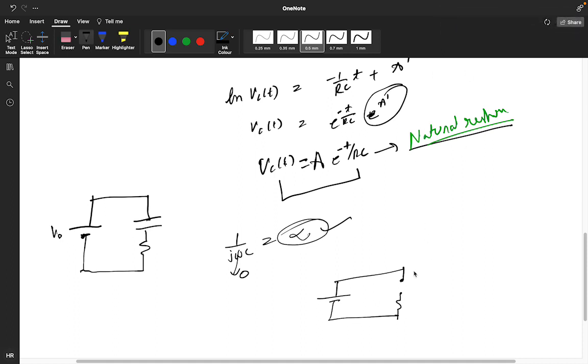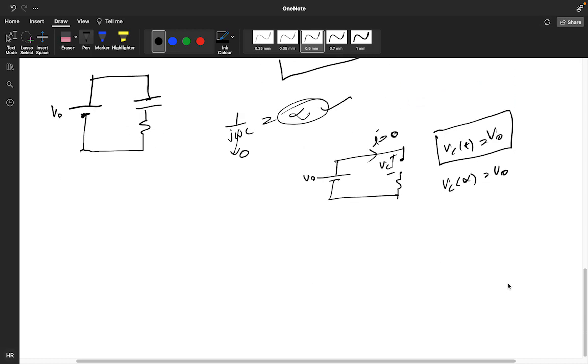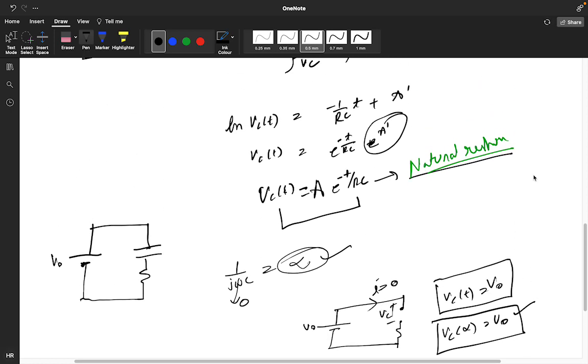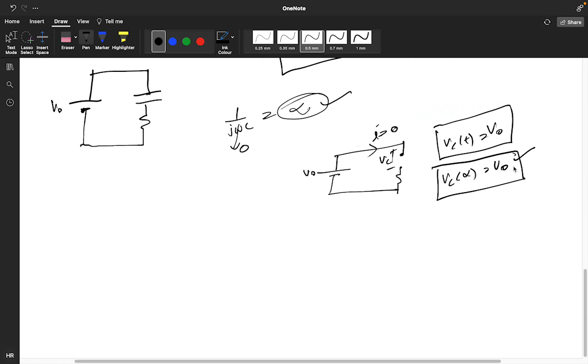So if it is open, the current I in steady state will be 0, so what will VC get? VC of T will be V0 only. That is, VC of infinity is equal to V0. So we got this, and now this is your forced response.